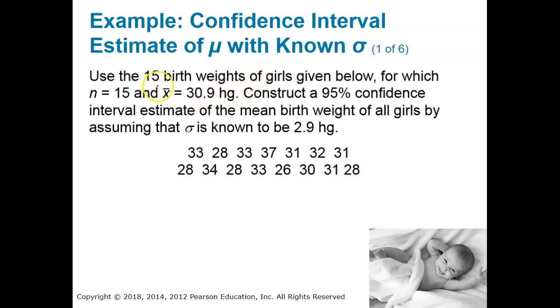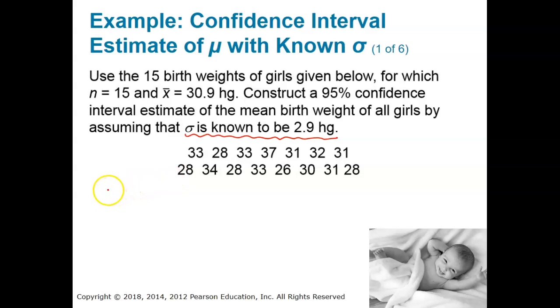Okay, here we're going to use the 15 birth weights to construct a 95% confidence interval estimate of the mean birth weight for all girls by assuming that sigma is known to be 2.9. So here you can see sigma, they're giving us the information about sigma. They're actually already giving us the summary statistics as well, so it's really not necessary to put this in the calculator to do this problem.